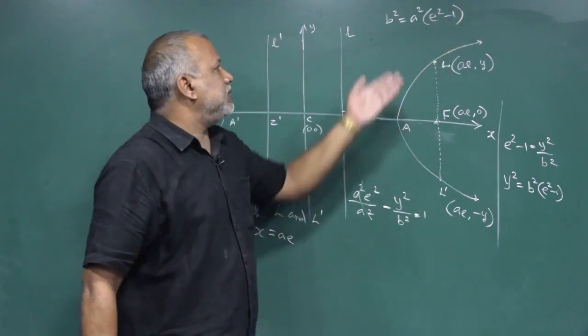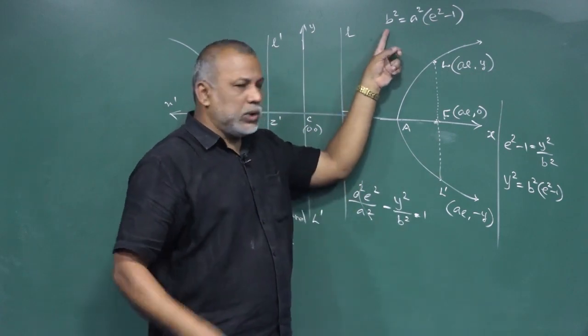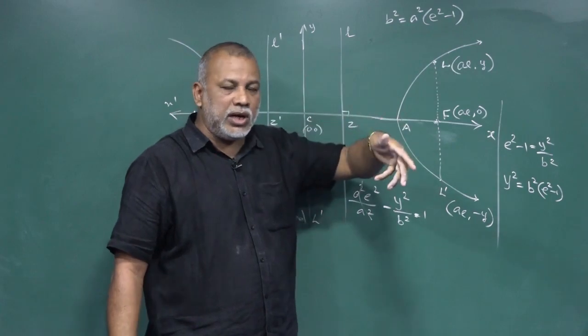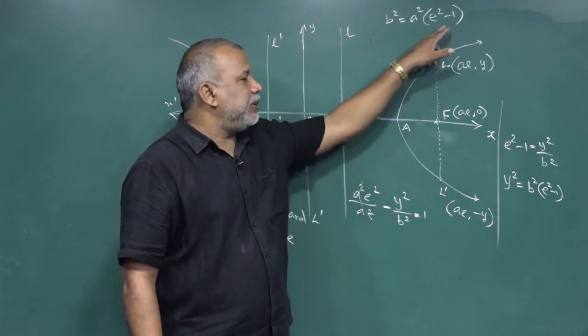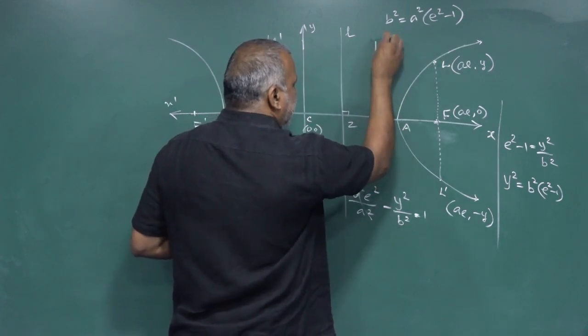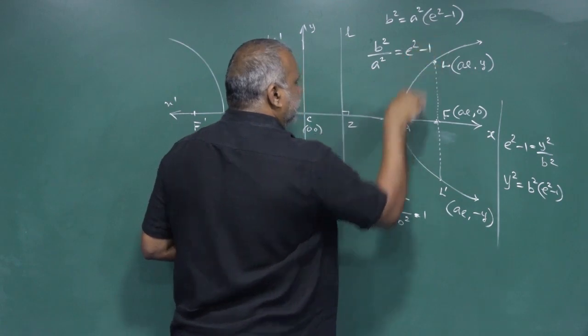For an ellipse, it is 1 minus e squared. For an ellipse, there is only one change. So already we are giving the name b squared equals a squared of e squared minus 1 for the hyperbola, but for an ellipse it must be 1 minus e squared. Now we need this one, e squared minus 1. Therefore I can write b squared by a squared equals e squared minus 1.